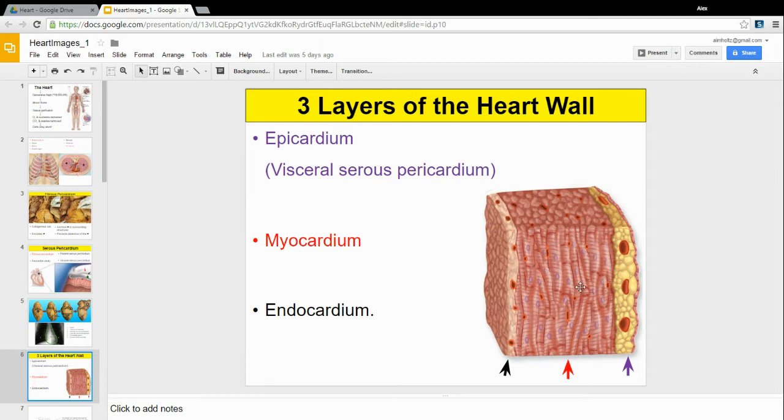Then deep to that, the middle muscular layer, the myocardium, and the deepest layer itself, the endocardium. Again, simple squamous epithelium, a little bit of supportive connective tissue. Of course, we got fluid in here, fluid against this guy, fluid over here. So where we got fluid, we got simple squamous epithelium. All righty.